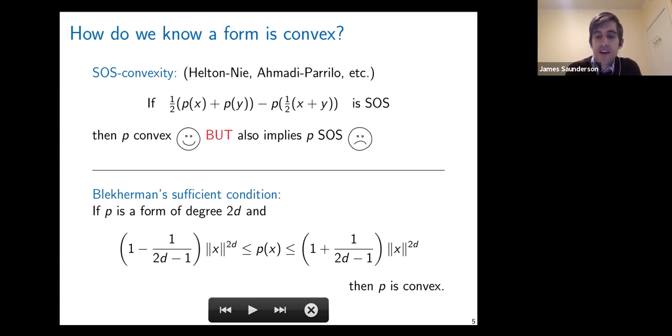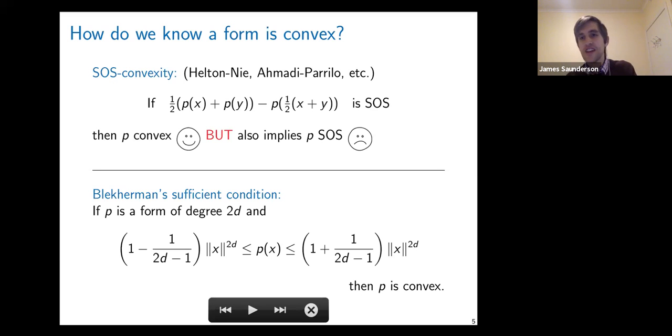It's really because the norm to the power 2d is somehow in the middle of the cone of convex forms. And so you'd expect that there's some ball around that form, the norm to the power 2d, where everything is also convex. And this is saying that if you take a ball in infinity norm on the sphere of size 1 over 2d minus 1, then that stays inside the cone of convex forms. Okay, so that's the geometric intuition for why something like this makes sense.